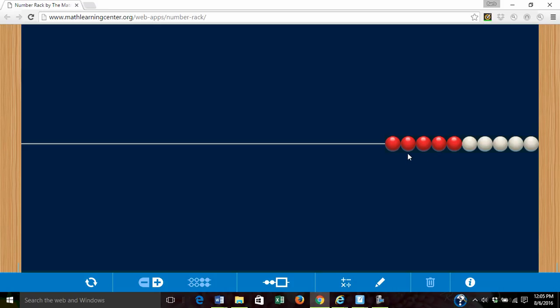The last time we counted, each bead defined a value. So if I wanted to show three, I would touch each bead and say its number name. One, two, three.